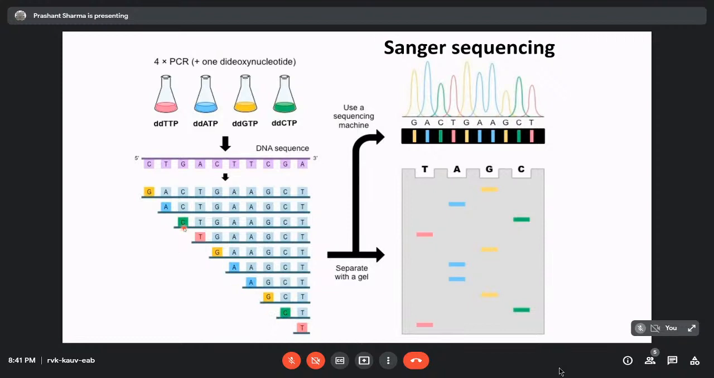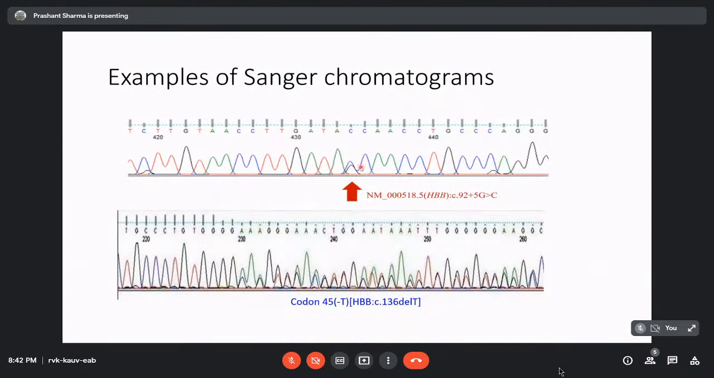We're going to see the 1, 2, 3, 4, and we'll get the sequence. So this is what a Sanger sequence looks like. Let me show you an example here. This person is heterozygous. There is a G and a C which got detected in this area. This person has a frame shift mutation because the sequence is clean till here, but subsequently it's got garbled.